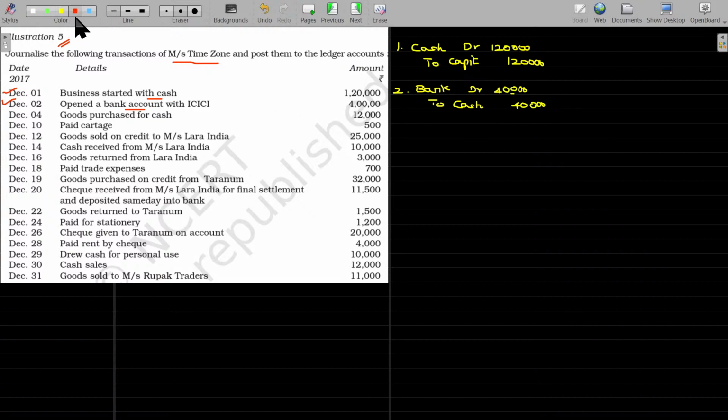And on 4th December, goods purchased for cash rupees 12,000. The entry being purchases account debit to cash. This value being 12,000.